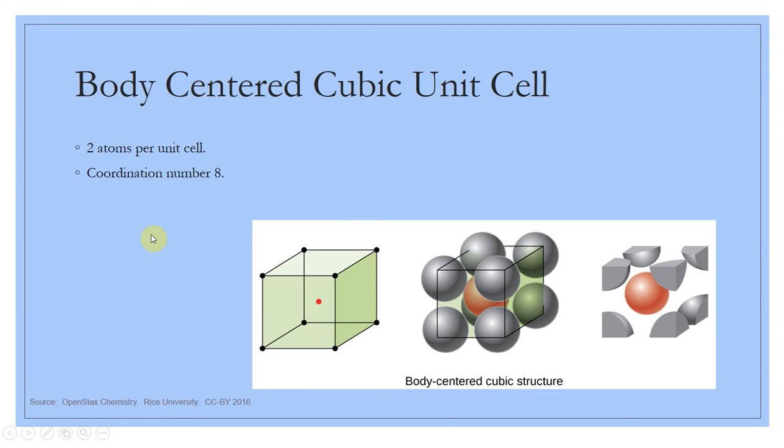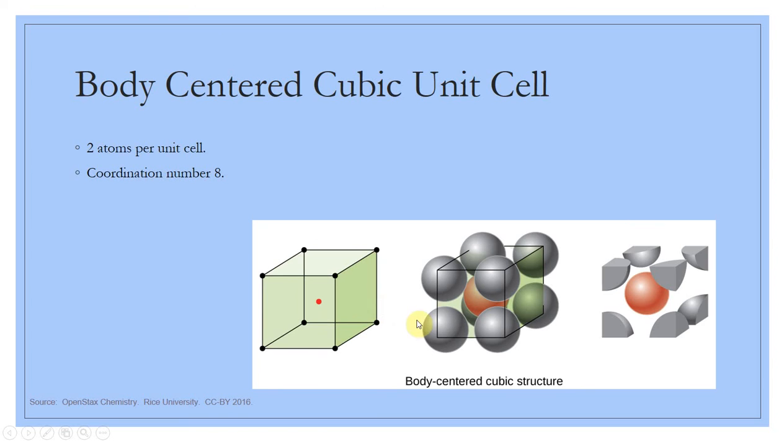The next type of unit cell is the body-centered cubic unit cell. So here we have 2 atoms per unit cell. There's 1 in the middle. And you can kind of see it's touching 8 corners. So the coordination number here is 8.